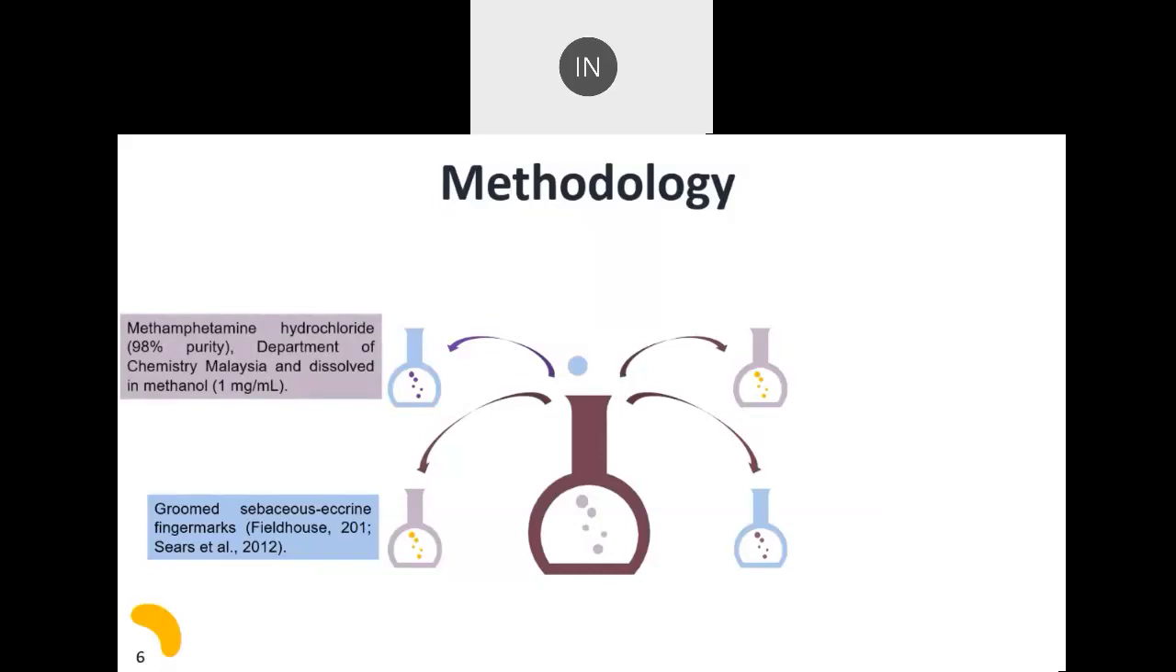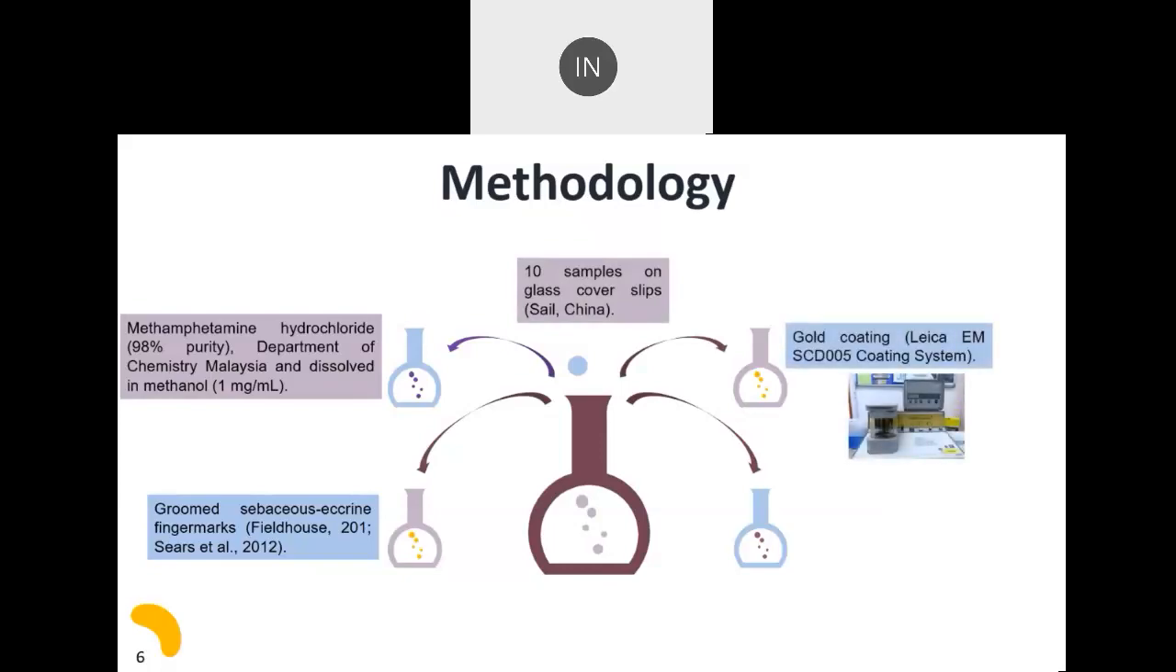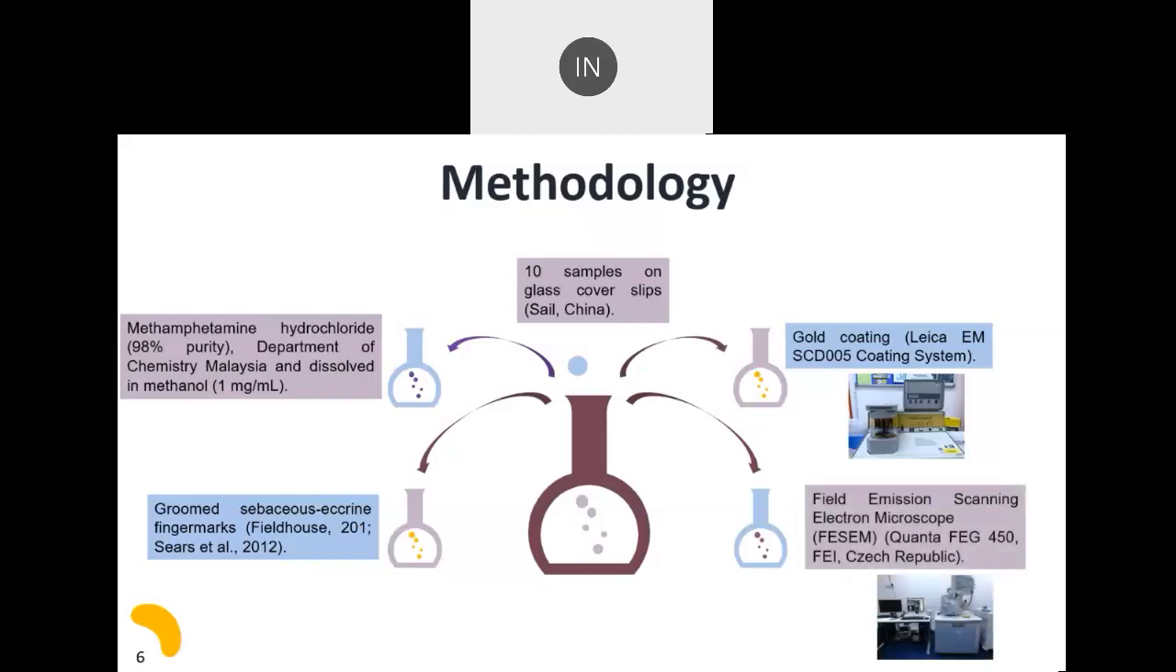Next, methamphetamine hydrochloride was obtained from the Chemistry Department Malaysia and was dissolved in methanol to obtain 1 mg per ml of concentration. The methamphetamine salt was dissolved in methanol to ensure even application of the drug onto the surface by spraying method. The samples were then coated with gold coating and visualized under FESEM. The total number of samples visualized in this study was 10.